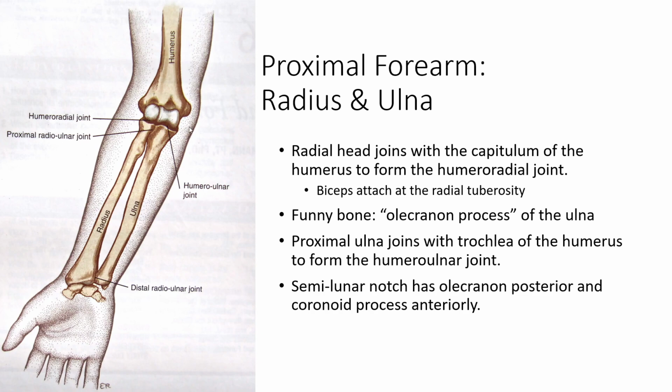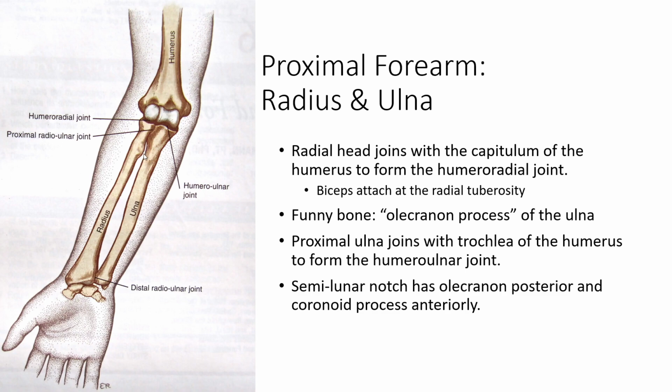And then the proximal forearm, up by the elbow, is a little bit more complicated because we're having two joints formed with the humerus. So the radial head joins with a structure called the capitulum of the humerus. And that's this area right here, kind of a rounded spot for this thing to pivot around. And that forms the humeroradial joint, again named proximal to distal.